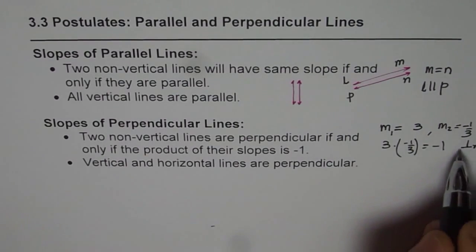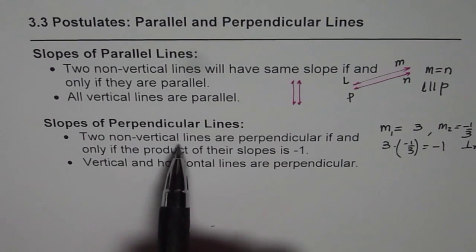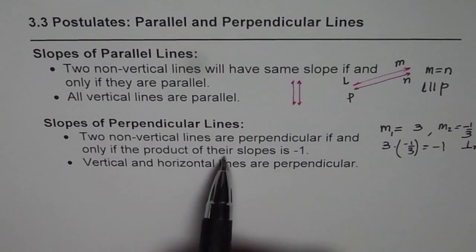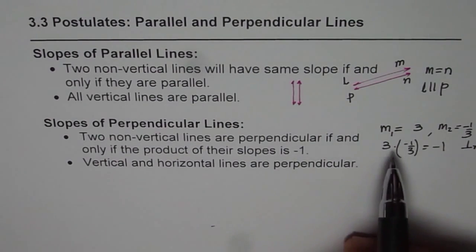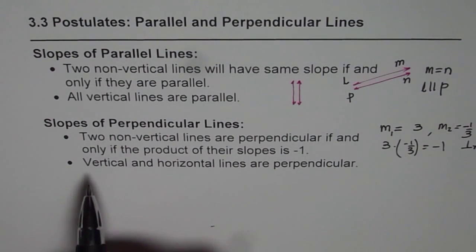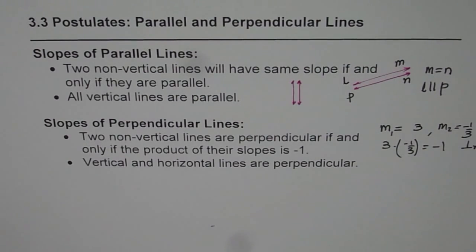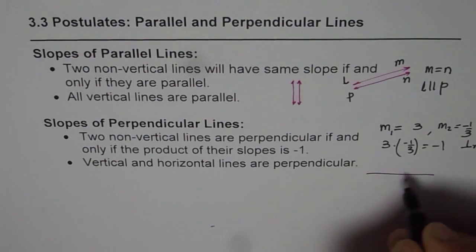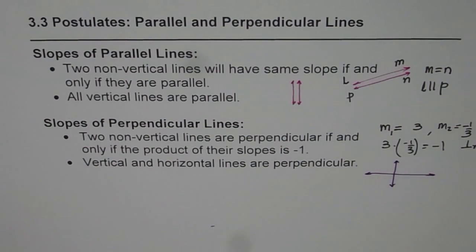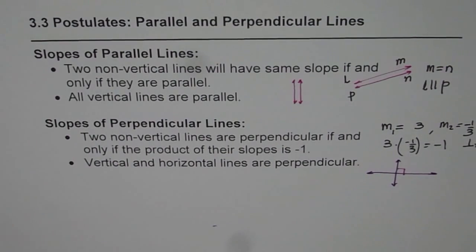Do you understand? That is a symbol for perpendicular, and that is a symbol for parallel. Okay. Two non-vertical lines are perpendicular if and only if the product of their slopes is -1. So when you multiply the slopes, and if you get -1, then these lines are perpendicular. Part B is vertical and horizontal lines are perpendicular. That is to say that if I have two different lines, one is, let us say, horizontal, the other one is vertical, in that case they are always perpendicular, right? So that's the postulate for perpendicular lines.